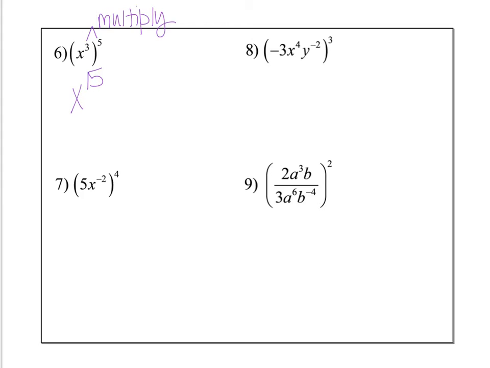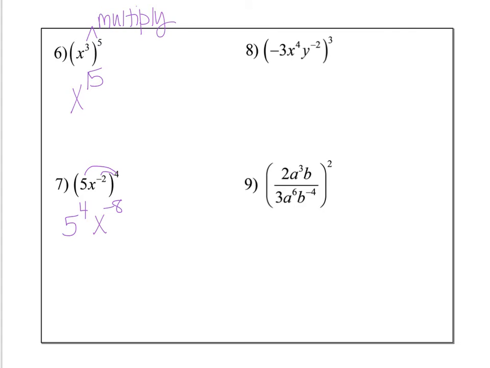In number 7 down here, when you have a power and you have multiple things inside the parentheses, you have to make sure you distribute it. So it's going to be 5 with a little 4 next to it, big 5, little 4. And then it's going to be x to the, we're multiplying because those are both little numbers. So make sure you keep the relationship between your little numbers and your big numbers separate.